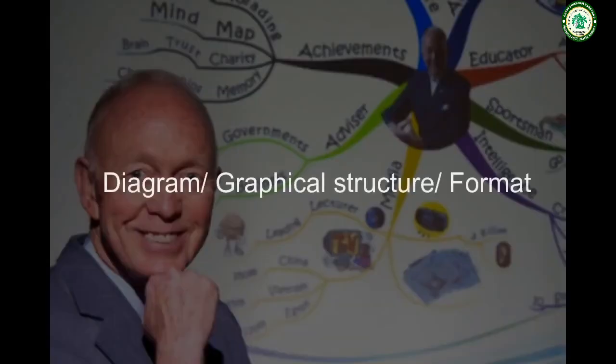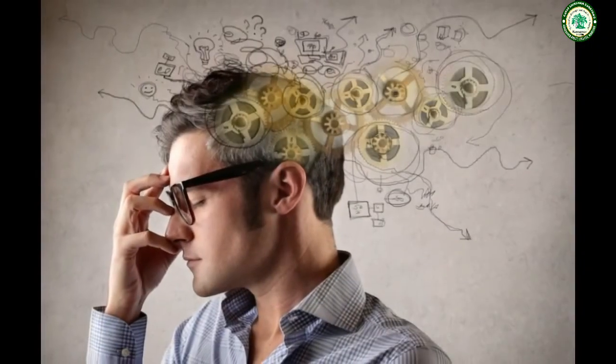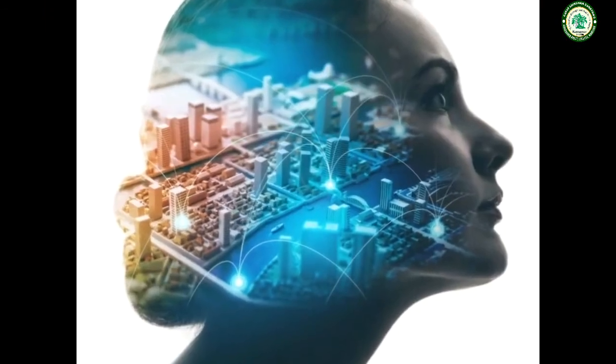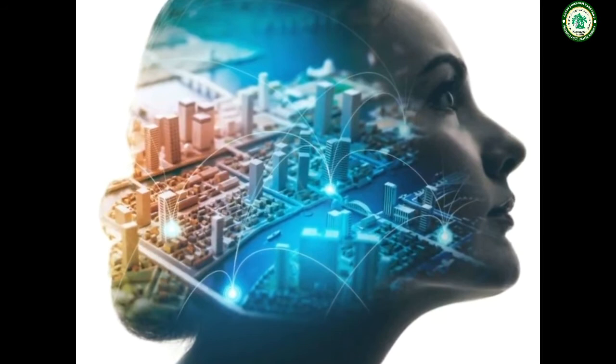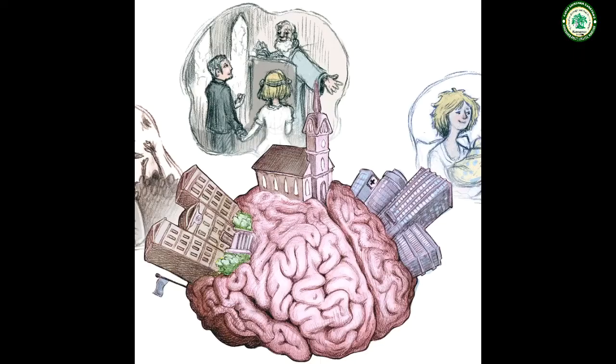A mind map is a diagram. It is a graphical structure. It is held in a format that our minds find easy to recall or to remember. Children, it is a tool for the brain that captures the thinking that goes on inside our head. A mind map creates an image or a picture in our mind. An image or a picture is more powerful to stay with us for a longer time than the words.